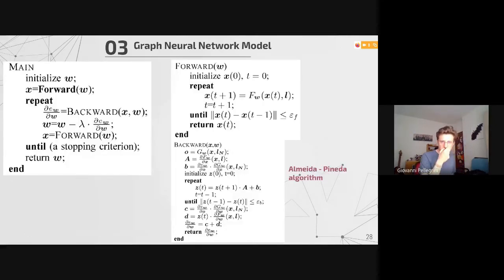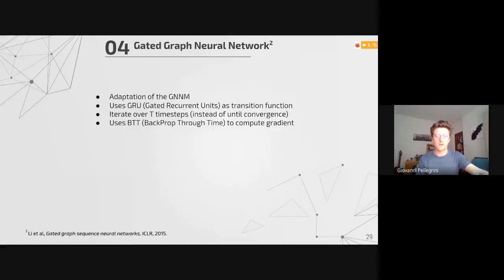So we are done describing the graph neural network model and in general how it works. Let's talk about some variants of the graph neural network model. Probably the most well-known variant is the gated graph neural network, in which the transition function is substituted by a gated recurrent unit. So we no longer have a simple feed-forward neural network for f of w, but now we have a gated recurrent unit.